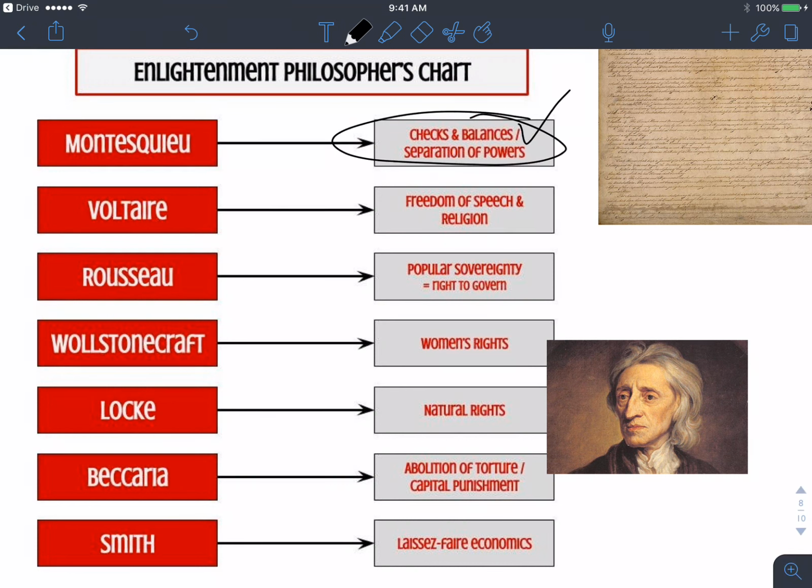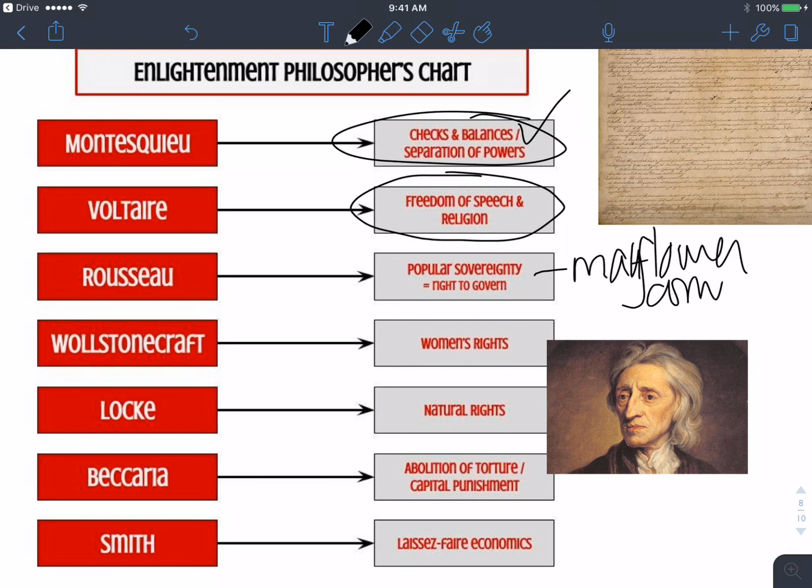Voltaire believed in freedom of speech and in religion. We have that in our Bill of Rights. We have popular sovereignty, the right to govern ourselves. We see that example in the Mayflower Compact. Okay. Mary Wollstonecraft writes very eloquently about women's rights, although it does take a while for the United States to catch up with some of these ideas.